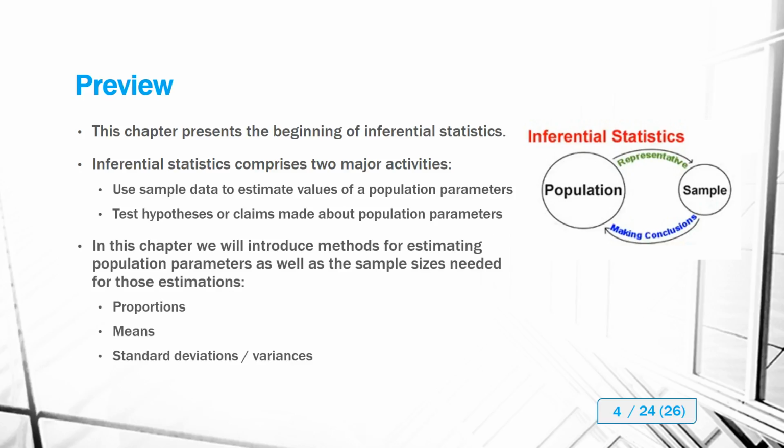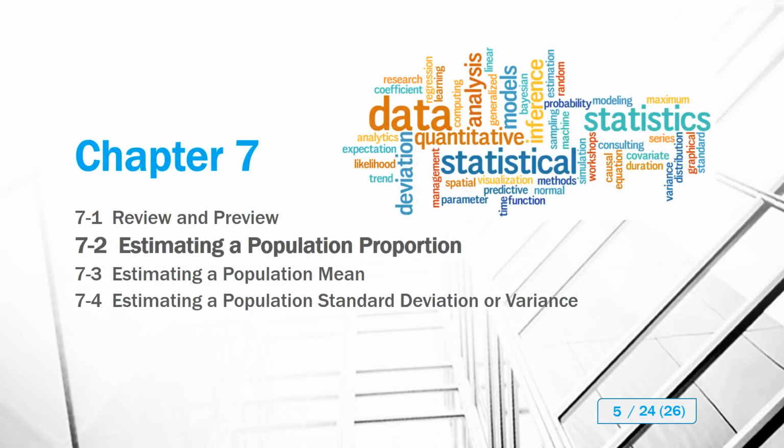In chapter 7, what we're going to do is introduce methods for estimating population parameters, as well as the sample sizes needed for those estimations. So we're going to look at proportions, means, and standard deviations, which, since standard deviation is the square root of variance, could also include variances. So with that established, let's get into the first section, past the review and preview, where we're going to talk about estimating population proportions.